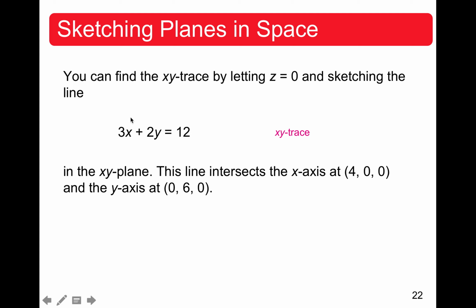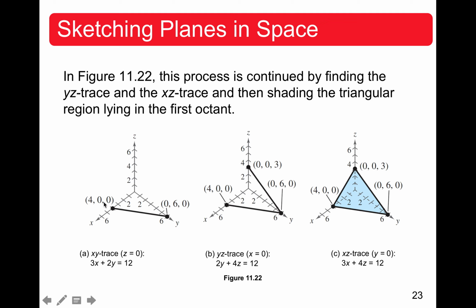Then if you do the cover-up method where you cover up y, that would mean x has to be 4. So that's where we get (4, 0, 0). And then if we cover up the x value, 2y equals 12, so y would have to be 6. So that means that the xy trace is going to intersect the x-axis at (4, 0, 0) and the y-axis at (0, 6, 0). So you can see that right here. Then we would do the same thing to find the yz trace and the xz trace. So you can see that by finding all of those intersection points, it makes a triangular plane that we have here.